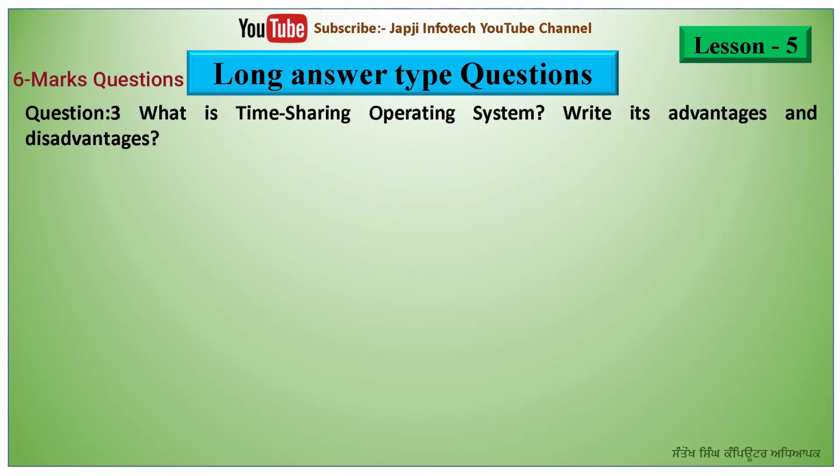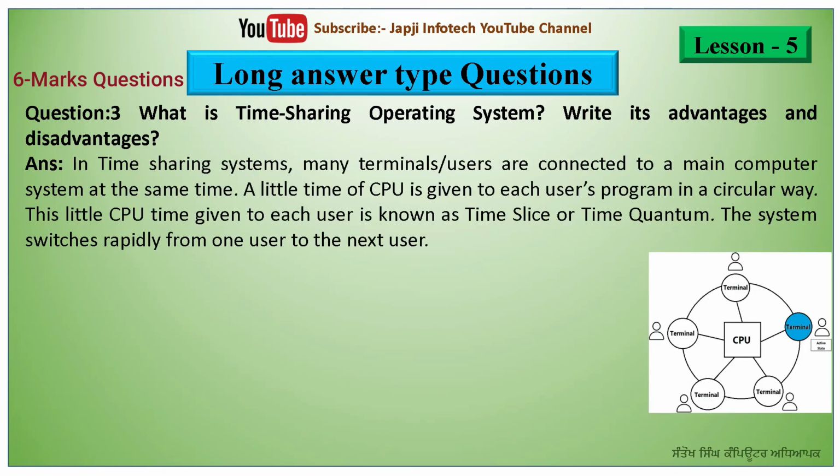And the third question is, what is time sharing operating system? Write its advantages and disadvantages. In time sharing system, many terminals or users are connected to a main computer system at the same time. A little CPU time is given to each user program in a circular way. This little CPU time given to each user is known as time slice or time quantum. The system switches rapidly from one user to the next user.